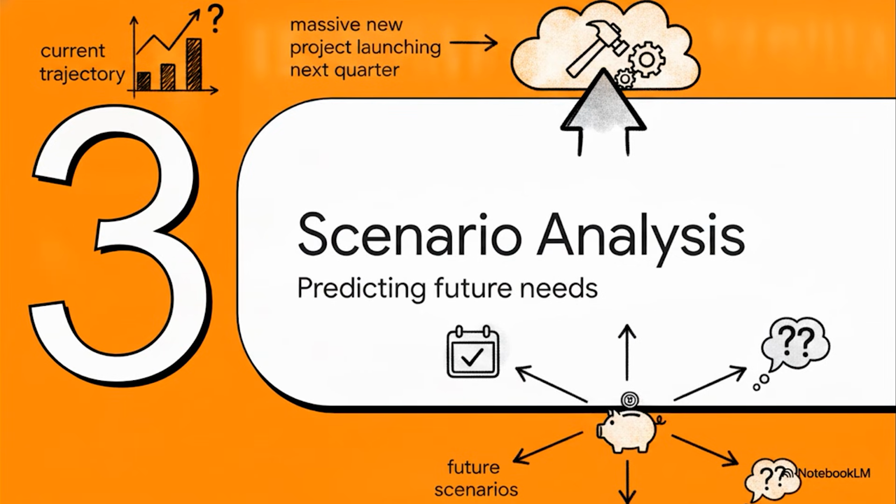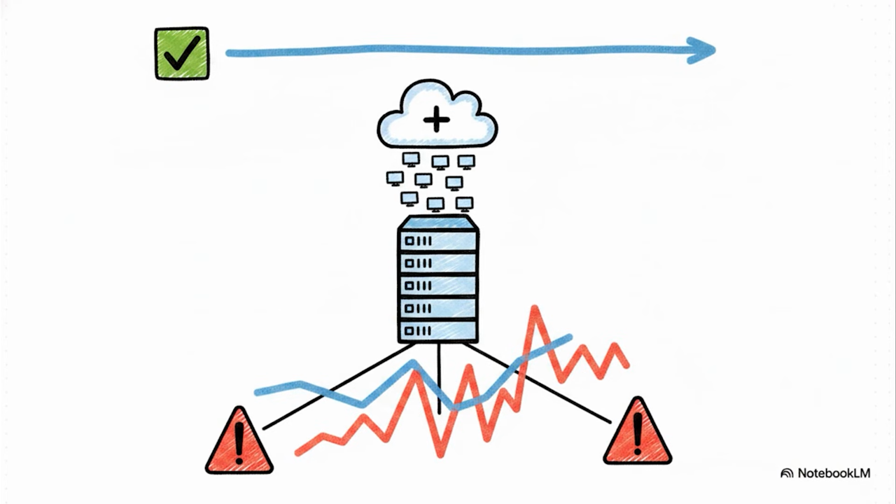All right, Section 3, Scenario Analysis in Action. Knowing your current trajectory is awesome, but what if your boss walks in and says a massive new project is launching next quarter? That's exactly where scenario analysis comes in. Let's look at a concrete example. Imagine your current capacity is perfectly fine. It shows up as a comfortable, safe blue timeline.